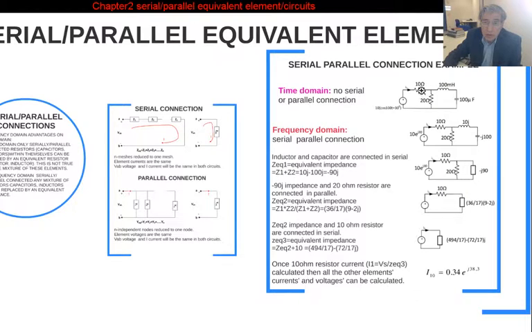You know this current, you know this current, so you can find the phasor of the current of the inductor. This current is also the capacitor current. If you know the current of these elements, you can find the voltages of these elements. So what we are saying is that these serial parallel equivalent impedances help us analyze serial parallel connected circuits. That is the advantage of the frequency domain when you compare it to the time domain.